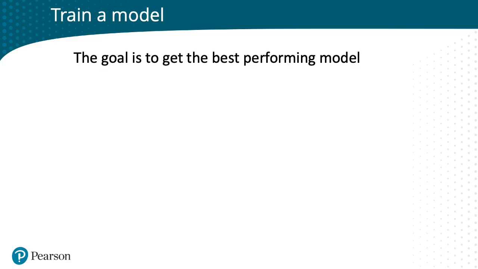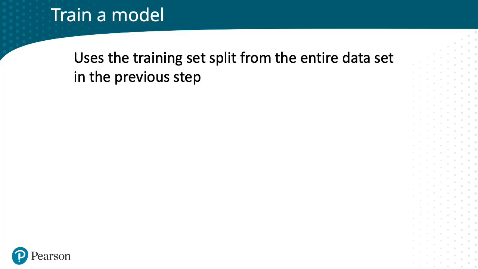But the goal of all of this experimentation and the point of this train a model step in general is to get the best performing model. So what we do is use the training data set that was created in our data preparation step. So we're taking, let's say, a third of our total data, and we're using it to train the model.